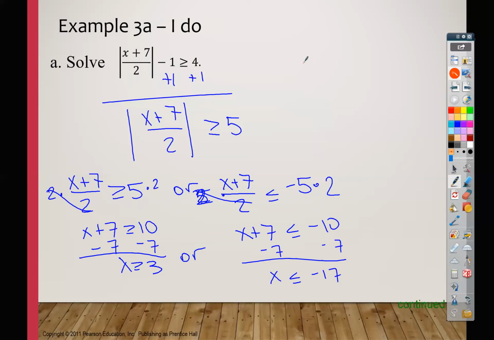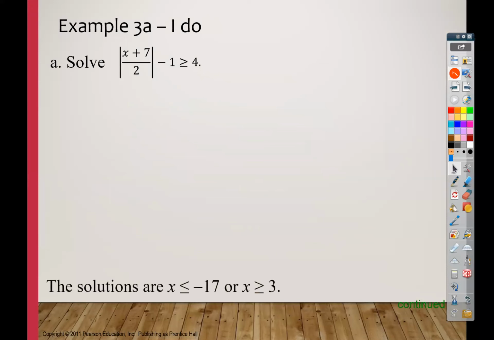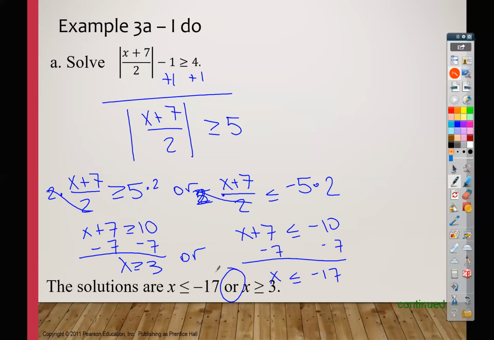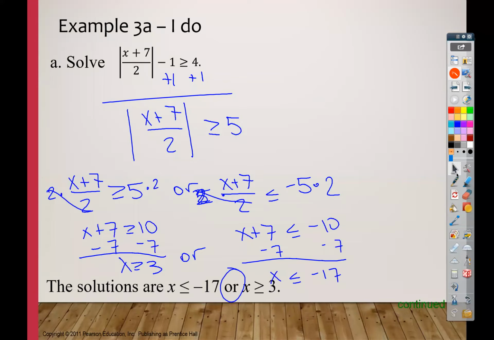So the answer is, I'll bring that back in a second. There we go. The solutions are x is less than or equal to -17, or x is greater than or equal to 3. This word right here is extremely important to me, because that tells me if it's a union or an intersection, which is very important.